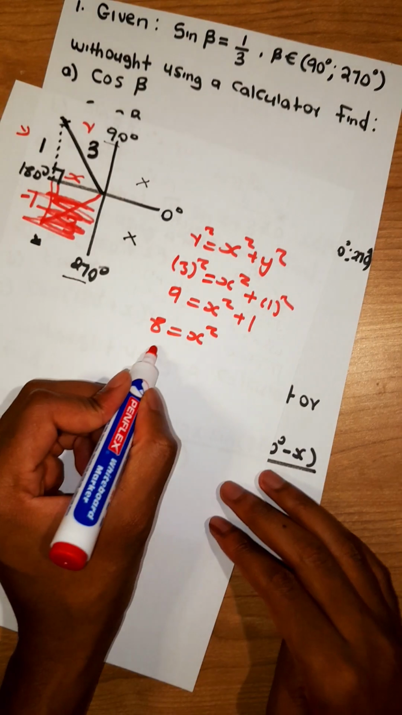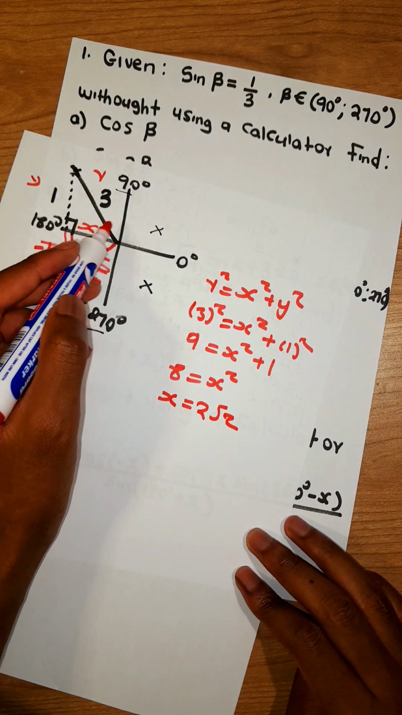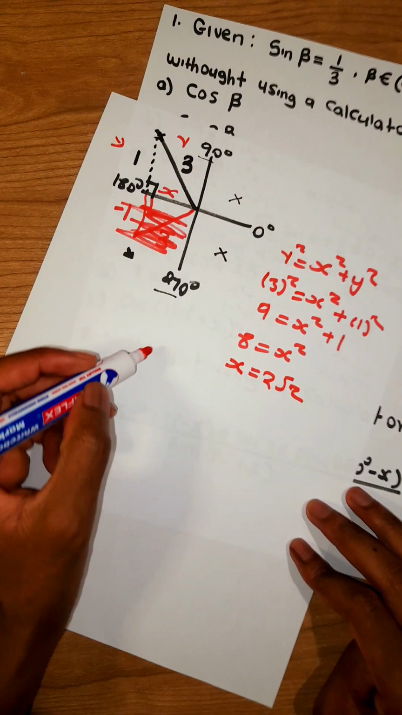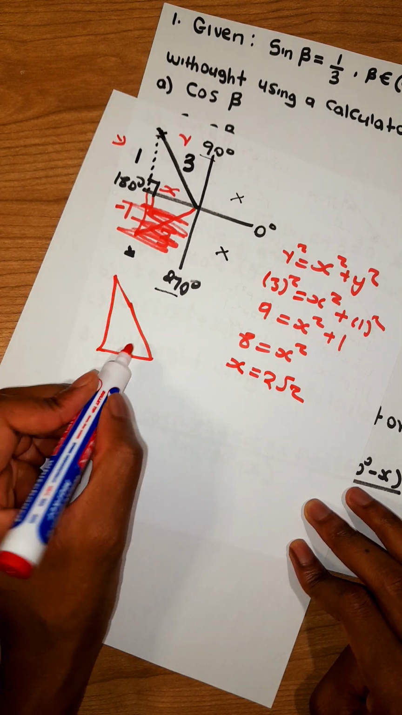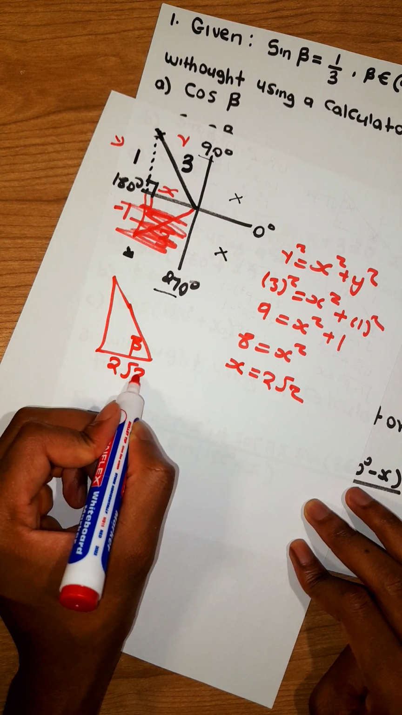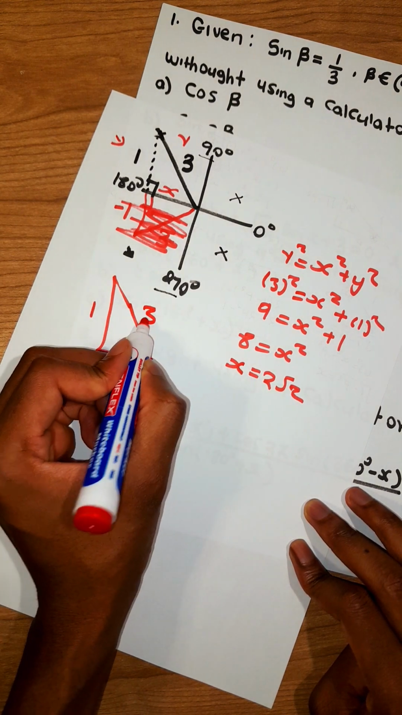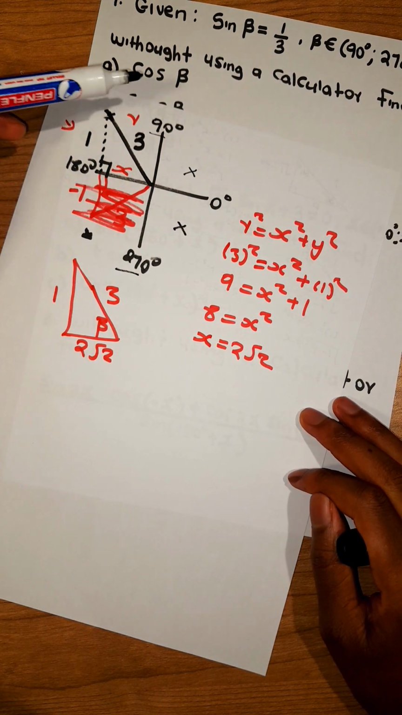The square root of 8 becomes 2 root 2. So it means that the value of x is 2 root 2. So we have this diagram with beta, with x being 2 root 2, y being 1, and the hypotenuse being 3. Now we are being asked to find the cos of beta. From the diagram, what is the cos of beta?